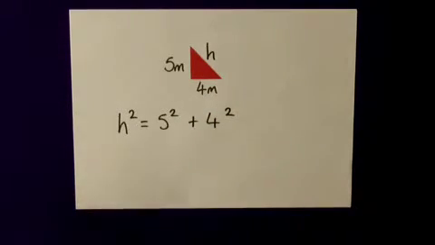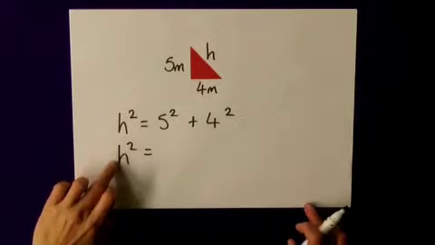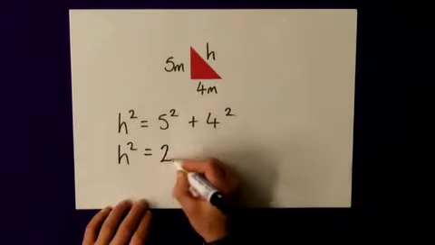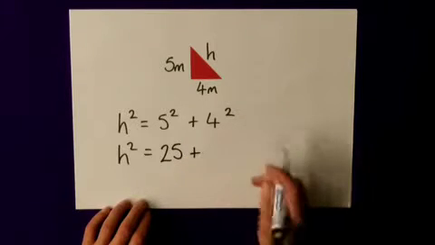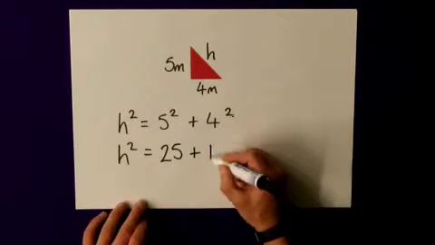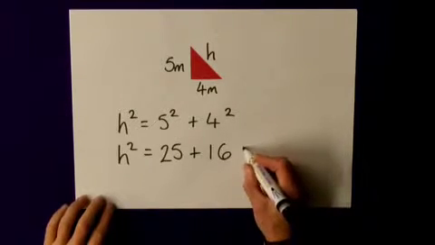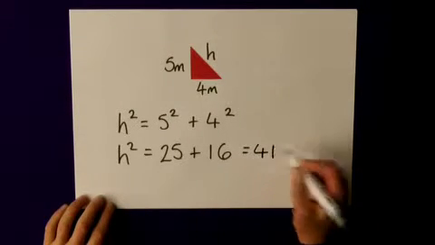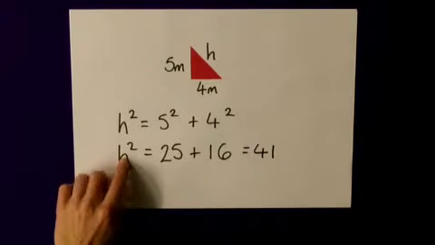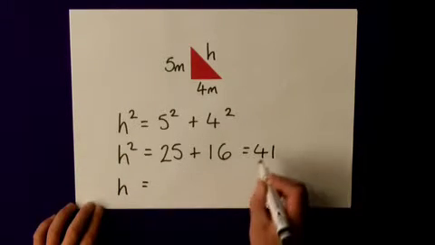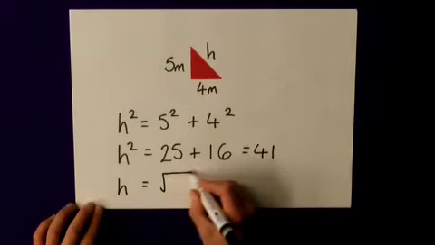So let's work out some numbers. So h squared is equal to 5 squared, which is in fact 25, added to 4 squared, which is in fact 16. And this gives me a total of 41. Remembering that this is h squared, not h. So in fact, h on its own, using the inverse operation, would be the square root of 41.